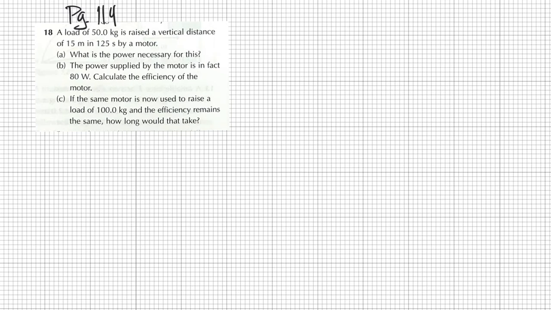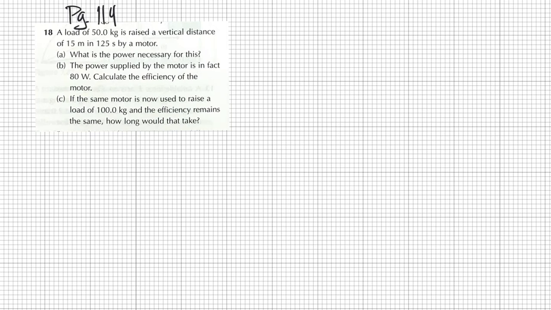All right, for this question, it says a load of 50 kilograms is raised a vertical distance of 15 meters, and that happens in 125 seconds by a motor. So we're first going to figure out what is the power required for this, and then we'll look at the efficiency in a few different situations.